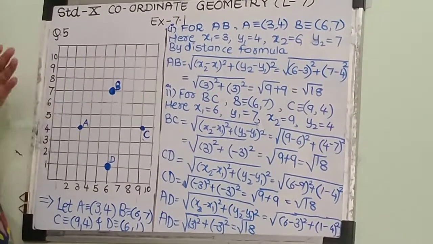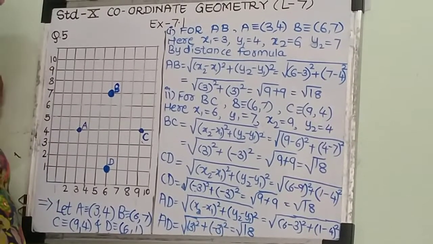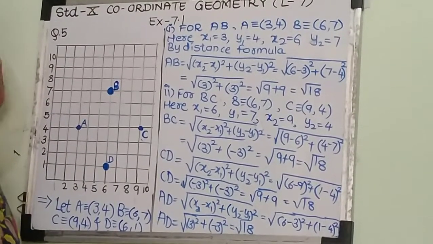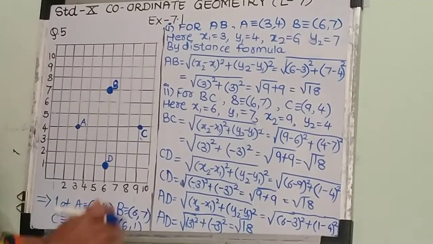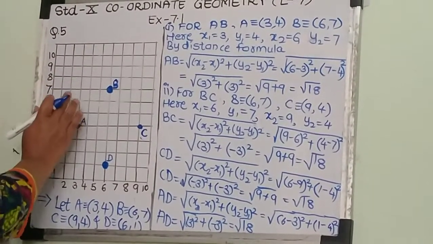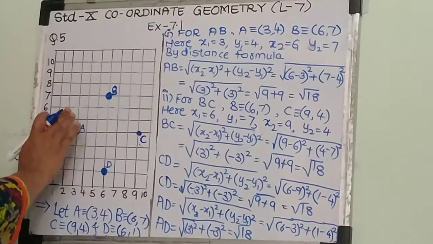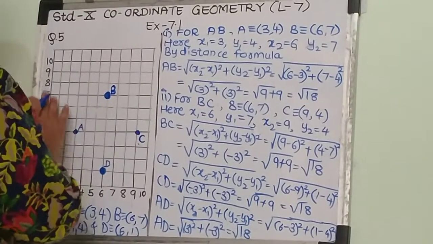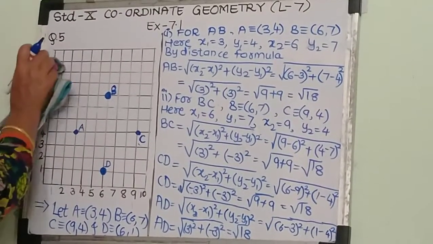Now we have to find out the diagonals' length. So we are going to find out here AC and BD. So I am going to erase this now. Actually it is a textbook question, you can see it in your textbook also. So I am going to rough this side, so I will continue the sum.